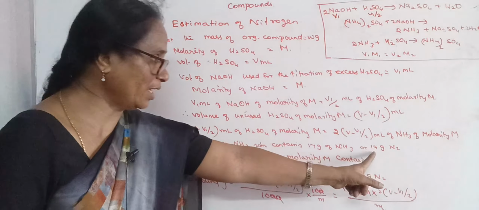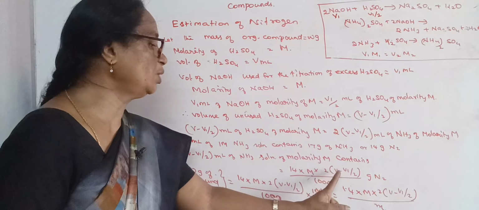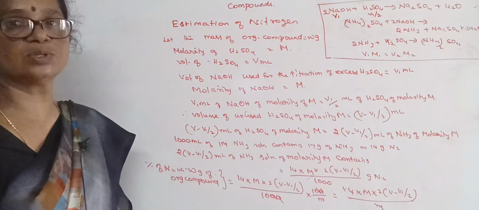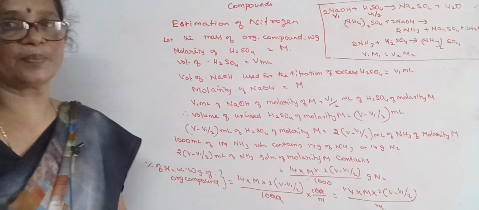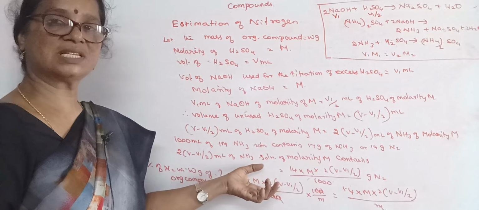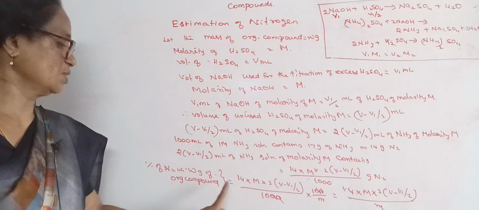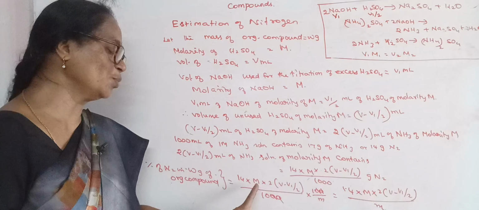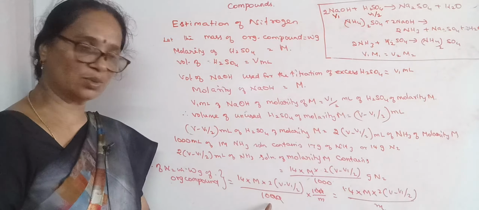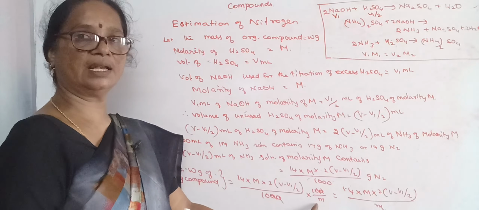So, 2 into (V minus V1 by 2) ml of ammonia solution of molarity M contains 14 gram of nitrogen into its molarity into 2 into (V minus V1 by 2) divided by the volume, that is equal to 1000 gram of nitrogen. From this you can estimate the mass percentage of nitrogen present in W gram of organic compound. So, that is equal to 14 into molarity into 2 into (V minus V1 by 2) divided by 1000, into 100 for the percentage, divided by the mass of organic compound.